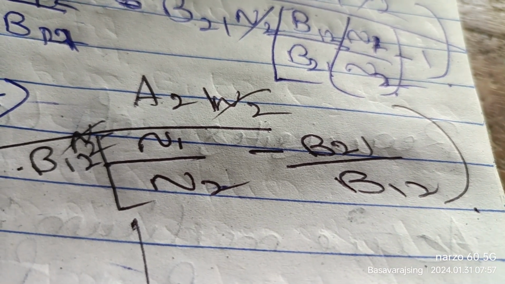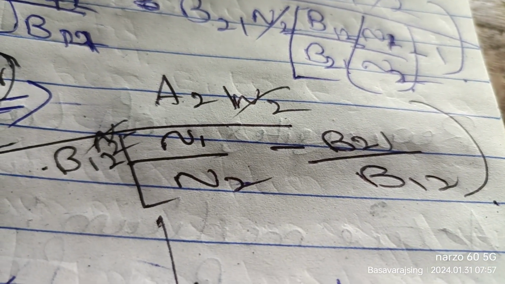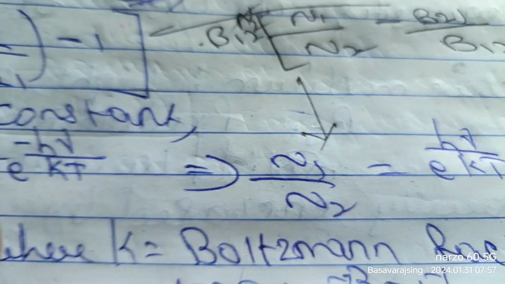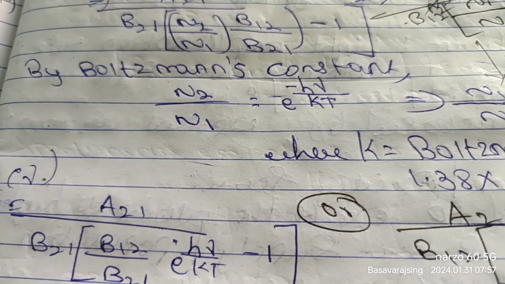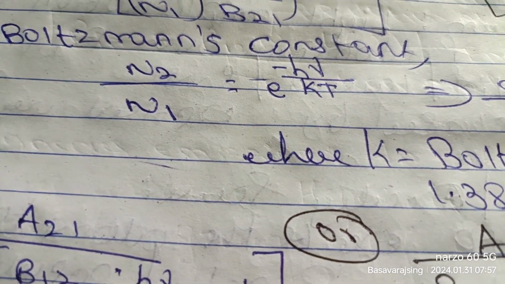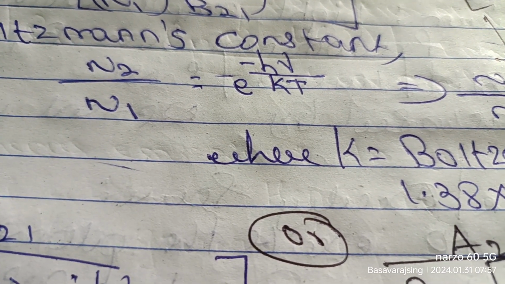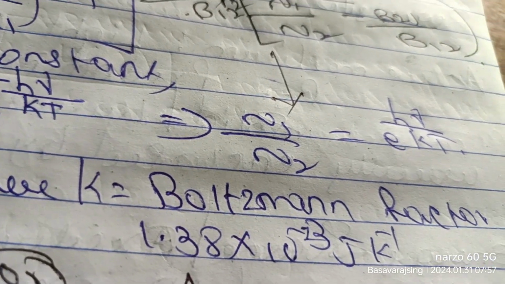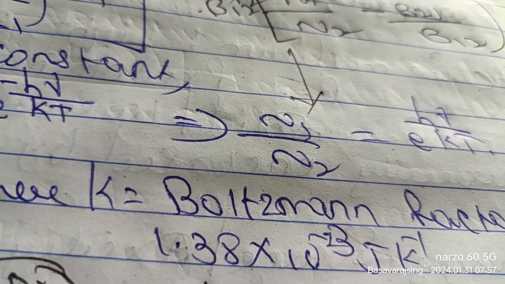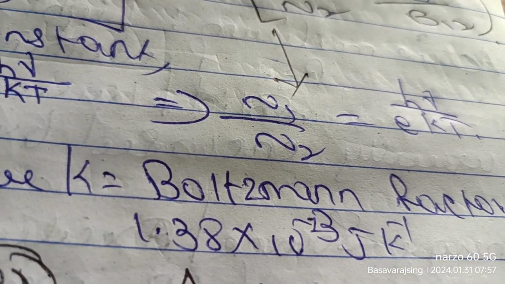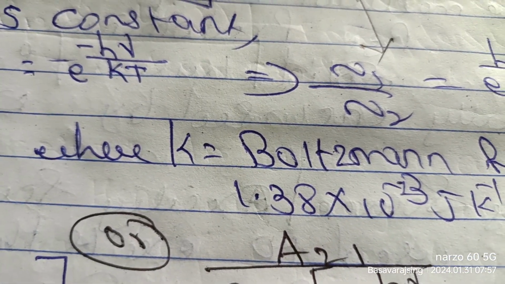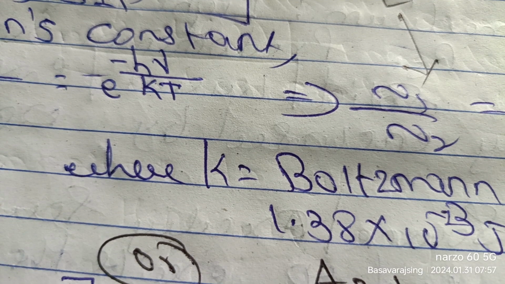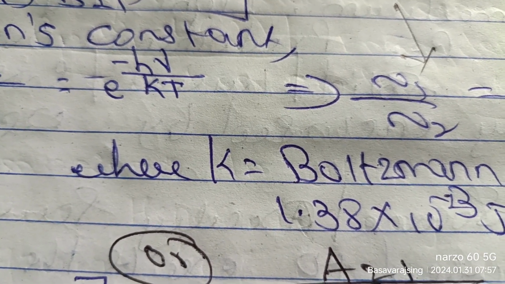Next, N1 by N2 is some constant. Then B21 goes to the minus 1 side, giving B21 by B12. Next, N1 by N2. We know from Boltzmann's relation that N2 by N1 equals e power minus h nu by kT. Here we got N1 by N2, so N1 by N2 equals e power h nu by kT. Nu means c by lambda, so we can also write it as e power hc by lambda kT, where k is Boltzmann's constant or Boltzmann's factor. The value of Boltzmann's constant k is 1.38 into 10 to the power minus 23 joule per kelvin.